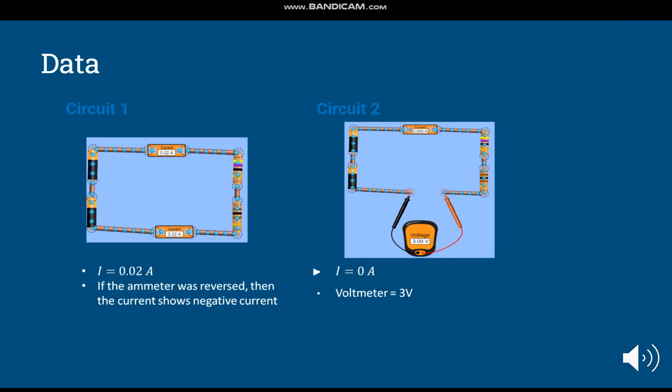So this is our data. For the first one, I equals 0.02 A. And if the ammeter was reversed, then the current shows negative current. And then for circuit 2, since the current is not connected, we have a current of 0. But we still have a potential difference because of the batteries in the circuit, which is 3 V.